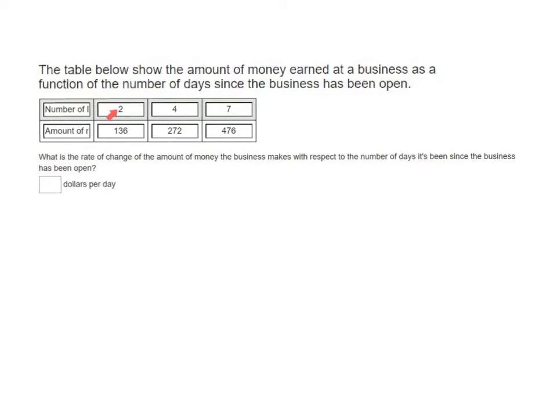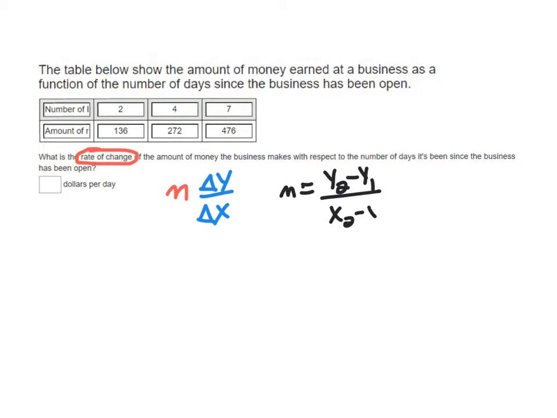Now you see up here we have 2 days and $136. And then we have 4 days and $272. So if we are finding the rate of change, another way of saying that is the slope, or the slope is the rate of change. So really we're looking for slope. And remember, slope is the change in y over the change in x. The formula that we can use is m equal to y2 minus y1 over x2 minus x1. The change in y over the change in x. So we just need to plug in our numbers.